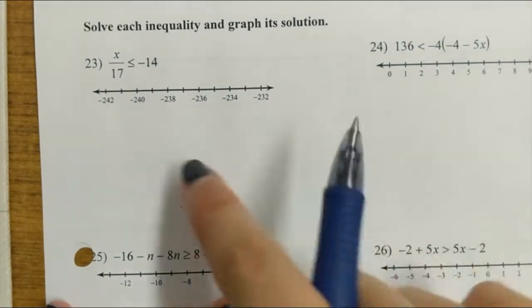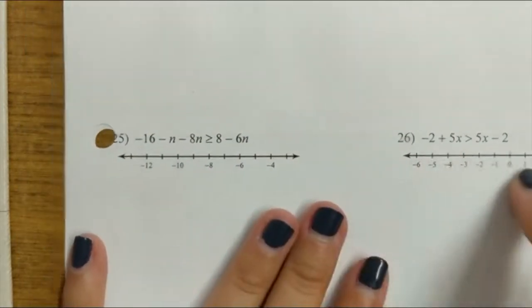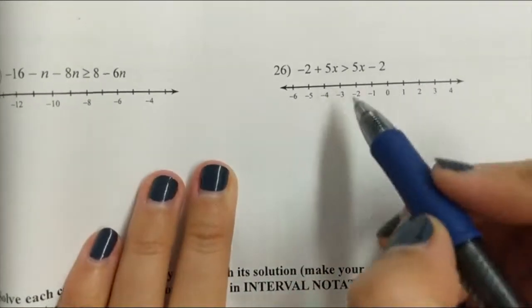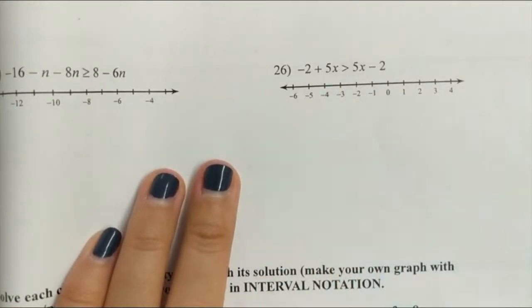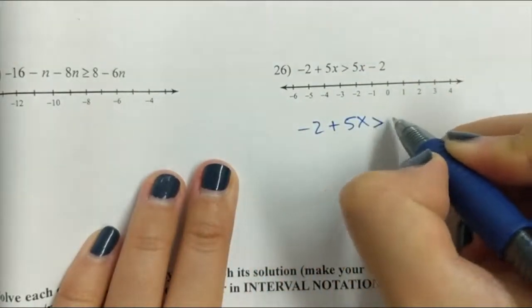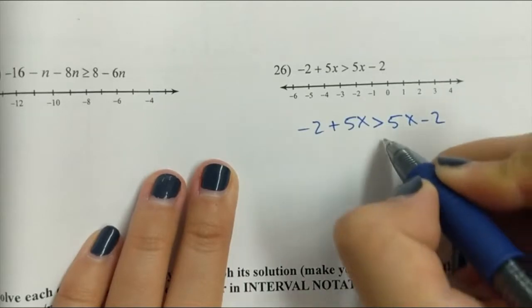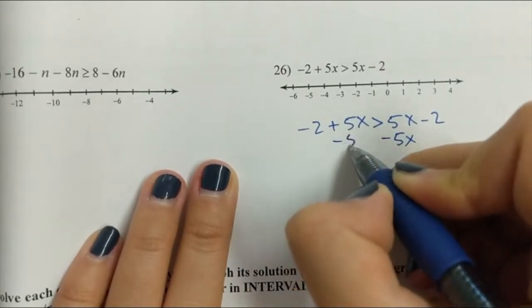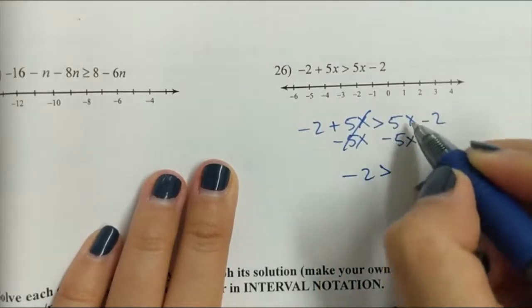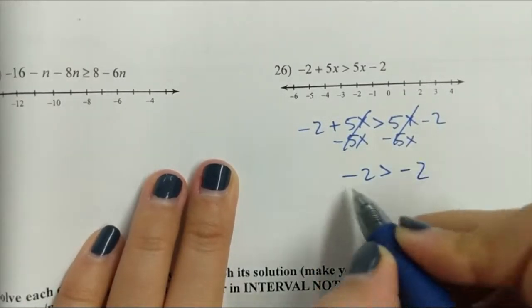Number 23, linear inequalities. These are actually pretty self-explanatory. I am going to do number 26 though. So let's get the x's to the same side. So I'm going to subtract 5x from both sides. And I get negative 2 is greater than negative 2.